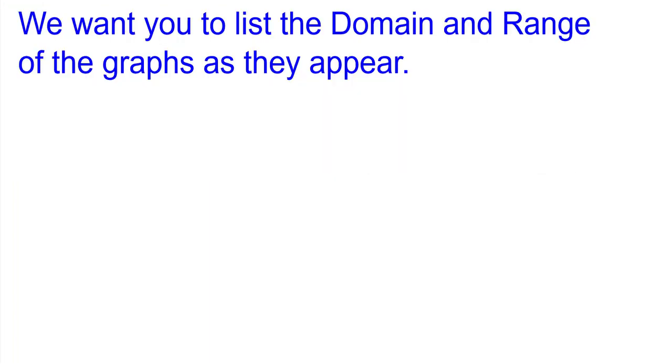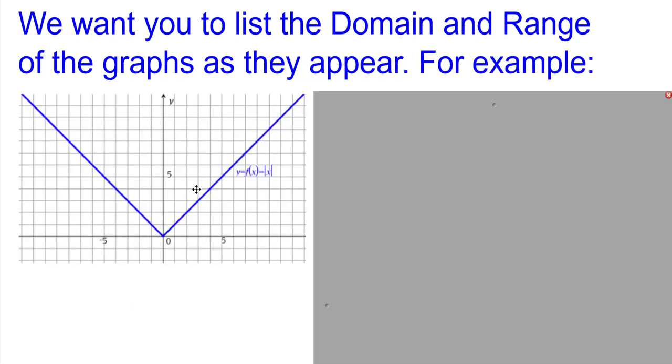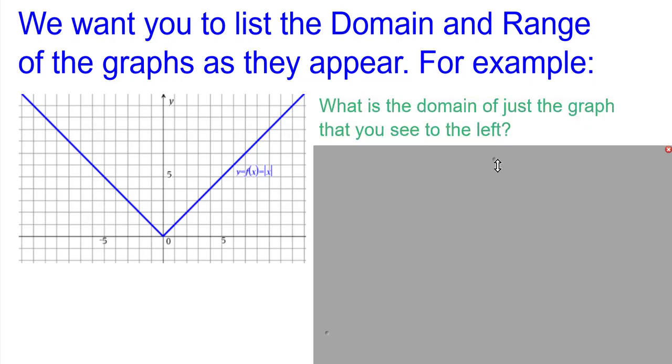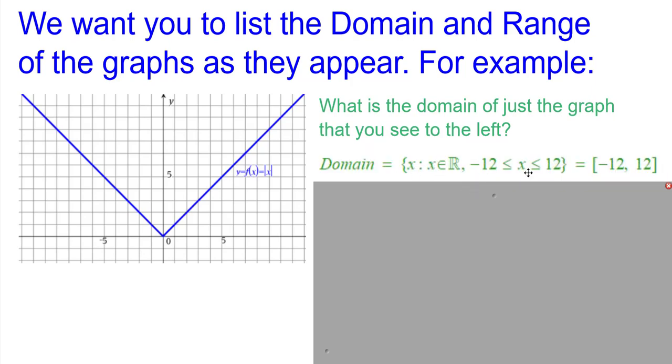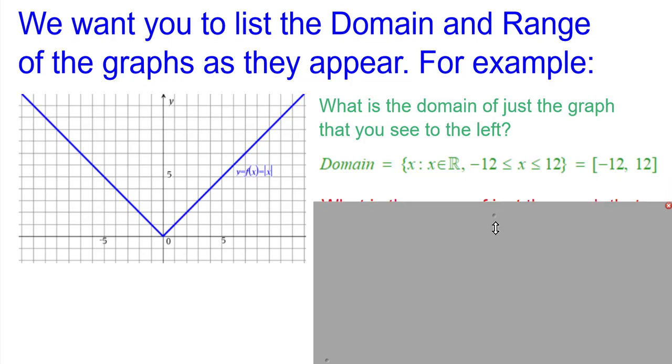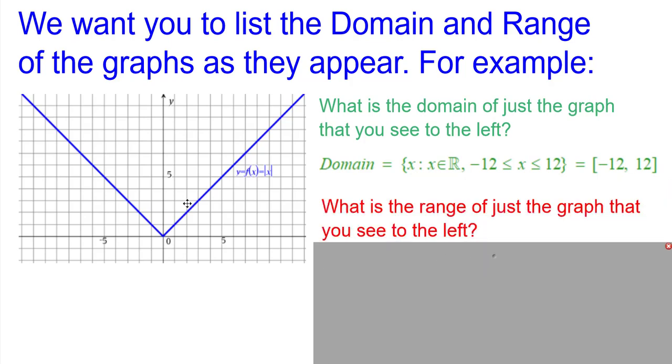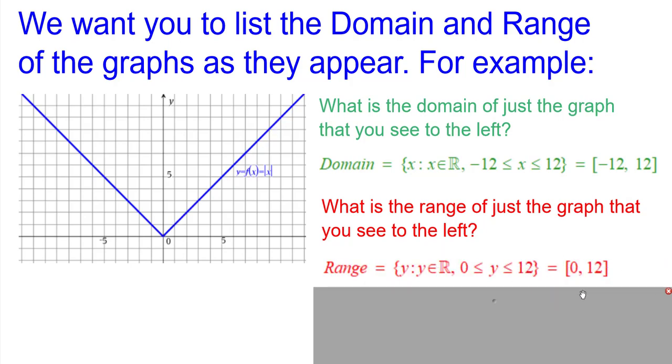What we'd like you to do is list the domain and range of the graphs as they appear in their particular window. So for example, on this one here, we can see that the domain seems to go from about -12 to +12. We're going to be using interval notation here: square brackets -12, comma 12, meaning the numbers between -12 and 12 inclusive. As far as the range of what you see, this starts at 0 and goes up to 12, so we would write it that way.